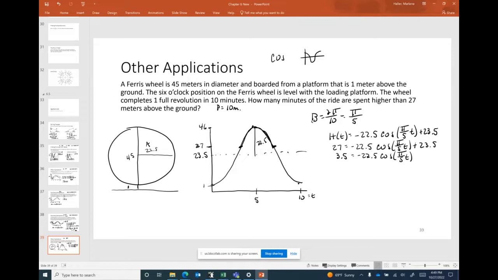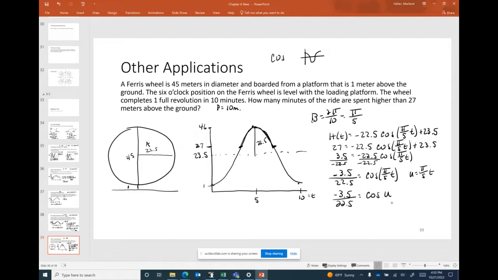Okay, then we'll divide both sides by that negative 22.5, and we will have isolated the trig function. All right, so negative 3.5 divided by 22.5 is going to equal the cosine of pi over 5t. Okay, we're going to need to make a u substitution here. So we'll let u equal the pi over 5t, right? So then negative 3.5 over 22.5 is equal to the cosine of u.